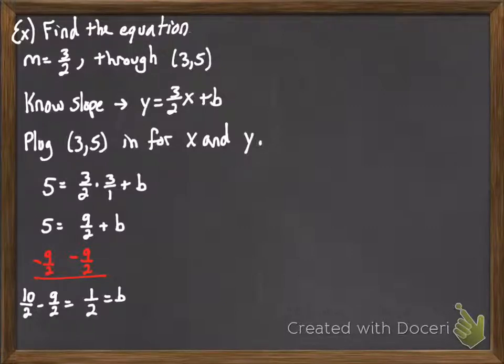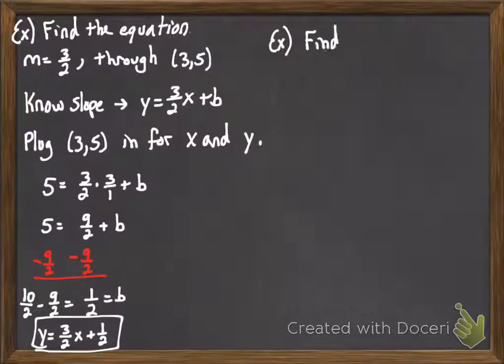Once we now know the y-intercept, we already know the slope. Put those two things together, and we have the equation of our line, y equals 3/2 x plus 1/2. Let's consider a second example.